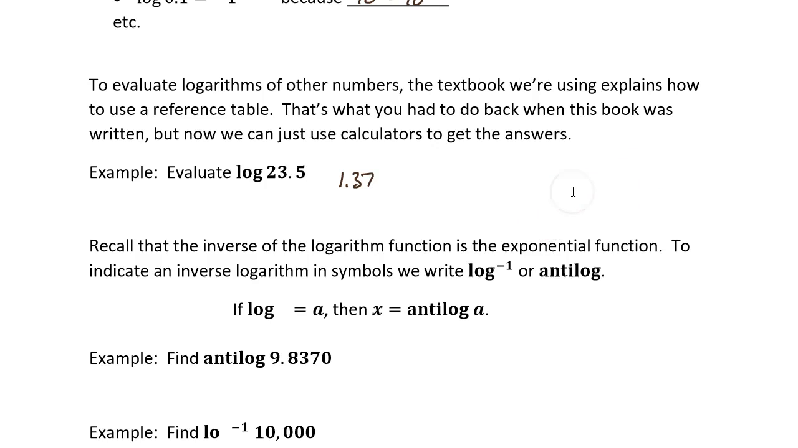Recall that the inverse of the logarithm function is called an exponential function. To indicate an inverse logarithm in symbols, we write log with a little -1 up in the corner. We discussed that -1 symbol meaning inverse in a previous lesson. Our textbook doesn't use this symbol as much as it uses the word antilog. So antilog simply means the inverse of a log.